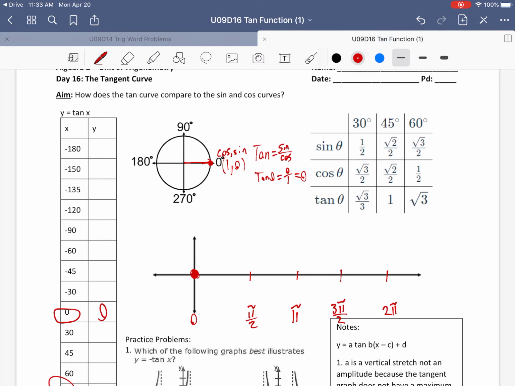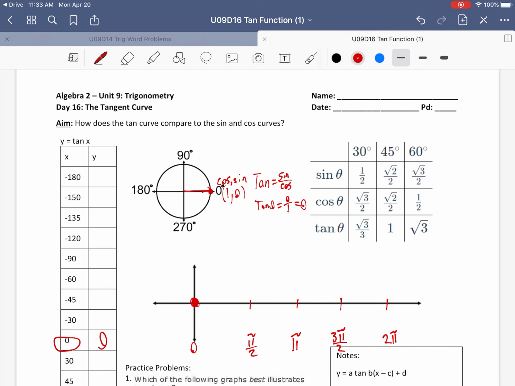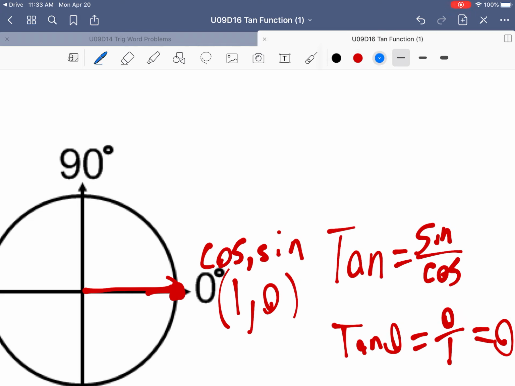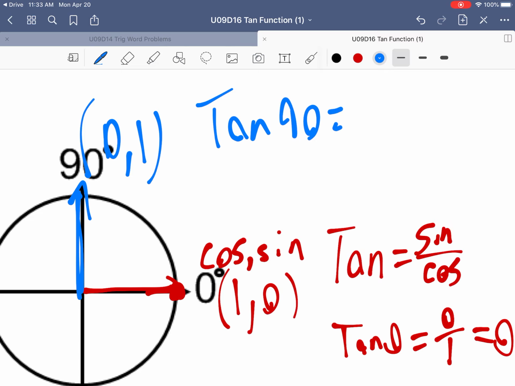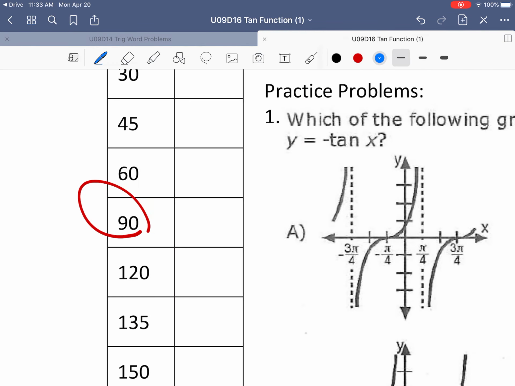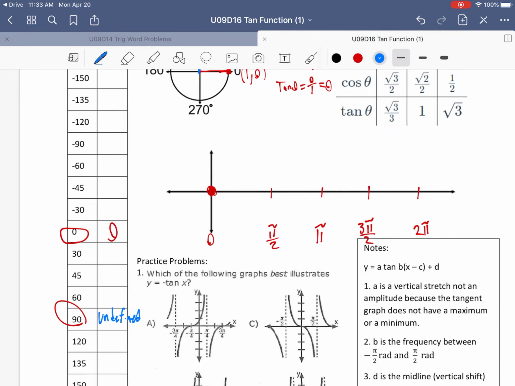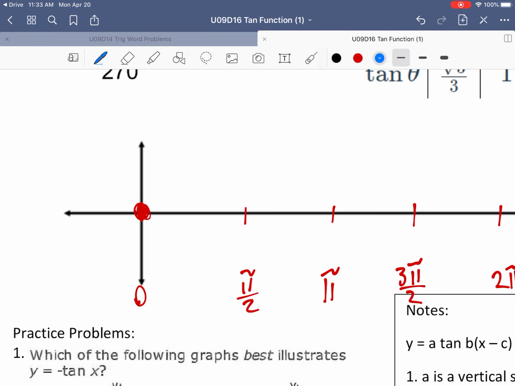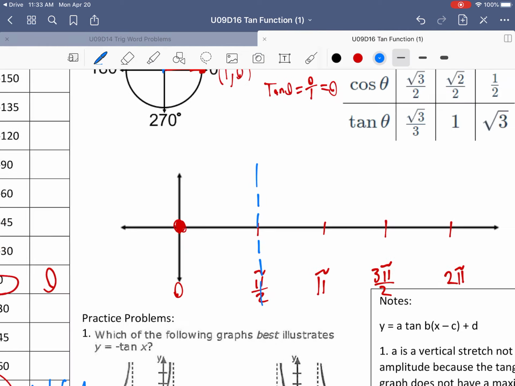Next, we're going to do 90 degrees. So 90 degrees, if we were to draw our angle up here, we get the point 0, 1. So the tangent of 90 is equal to the sine of 90, which is 1, over 0, or undefined. Alrighty, that's not going so well. So for undefined, I will be drawing an asymptote, and we will get into why shortly.